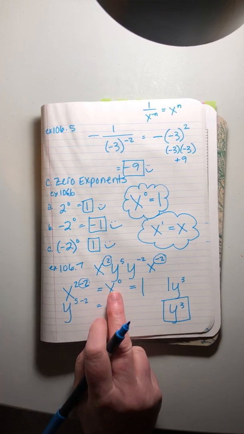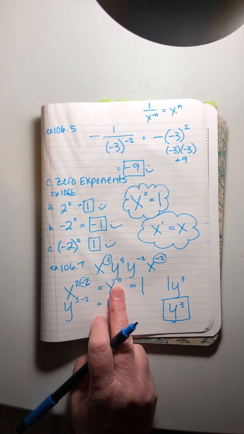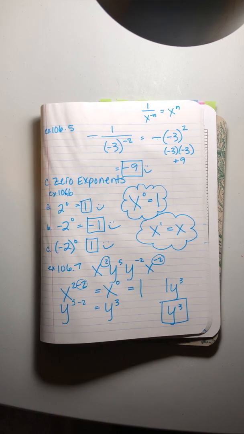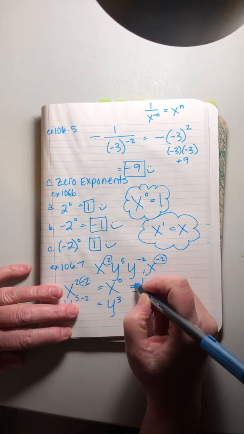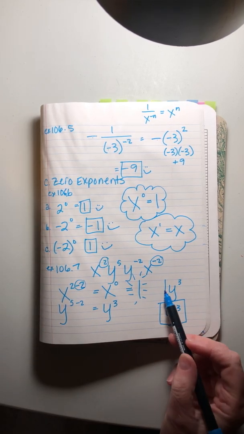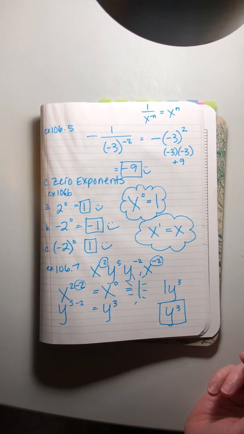So when you get a base to go to the 0 power, then it just disappears. Poof, right? A 1 times anything, we don't need to write that. So it just disappears, all right?